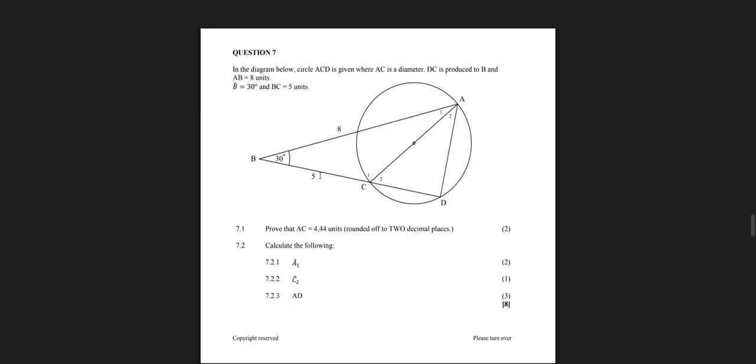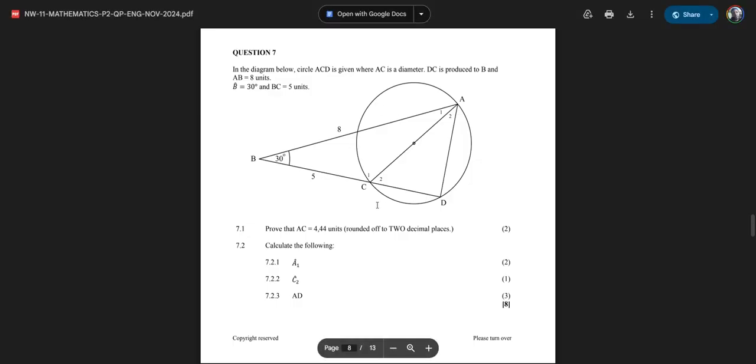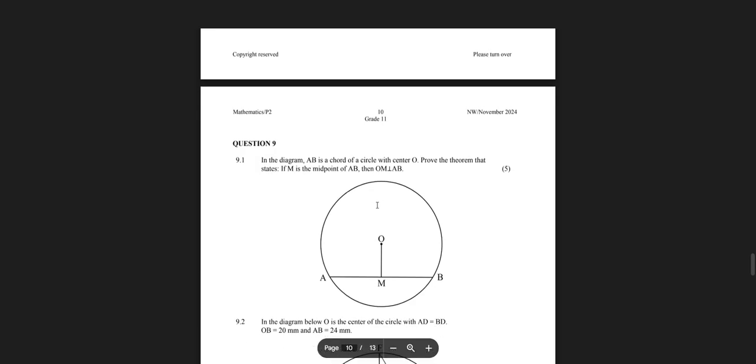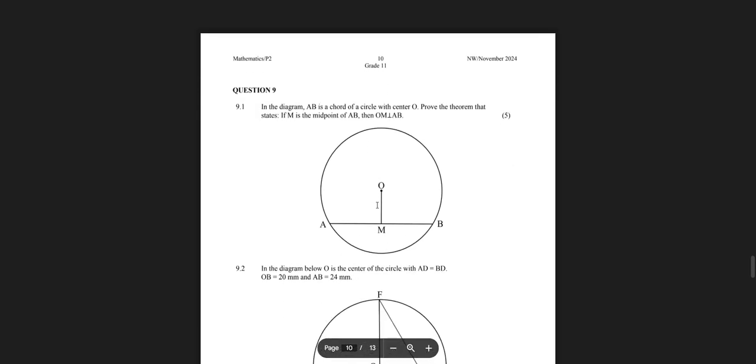I've not included any 3D trig, so you won't get a question that is similar to this or anything like that. So you don't need to really focus too much on 3D trig. And then that concludes the trig aspect of paper 2. And then you're going to go into the Euclidean geometry aspect.